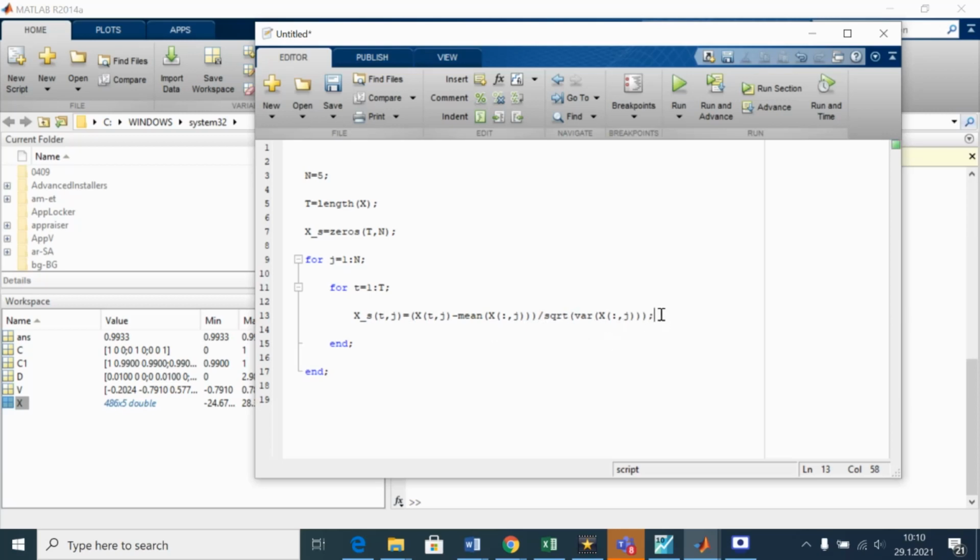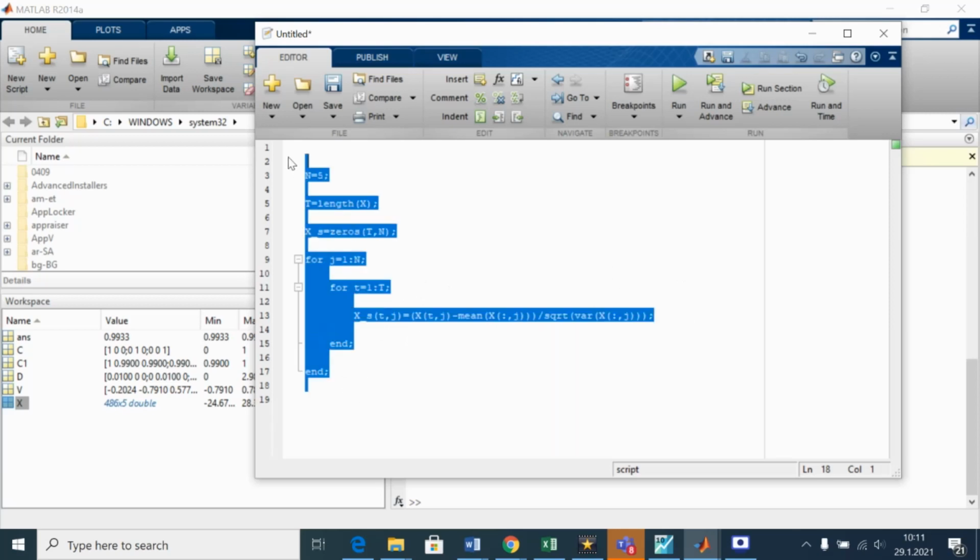MATLAB gave us, you see, if we have missed something, MATLAB would give us this red line, and that means there's a syntax error. So I have forgotten this bracket. This is how standardization works: you have an element, you subtract the sample mean from that element and divide it by the standard deviation. So what you get is the corresponding standardized element.